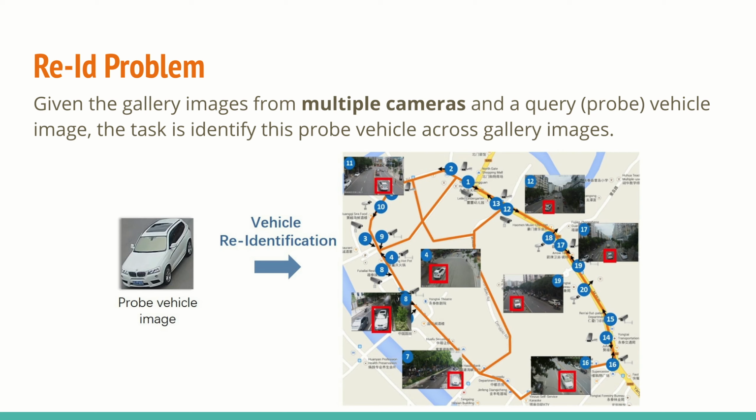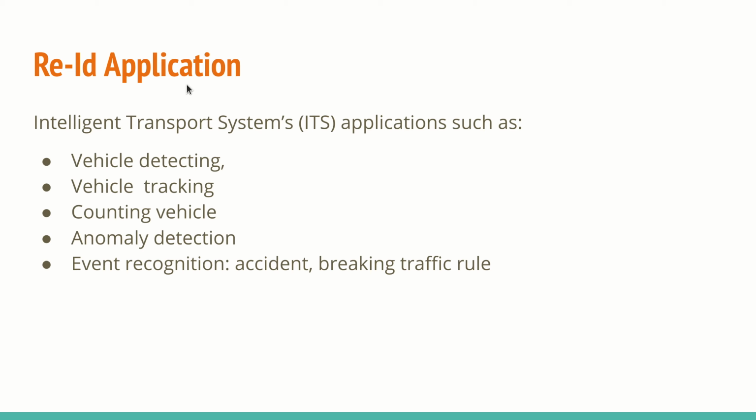Firstly, about the re-identification problem. Given a gallery of images from multiple cameras and a query vehicle, the task is to find or identify this vehicle across the multiple gallery images. It has a lot of applications in intelligent transport systems, such as vehicle detecting, vehicle tracking, counting vehicles, abnormal detection, and event recognition like traffic accidents, tracking through traffic.